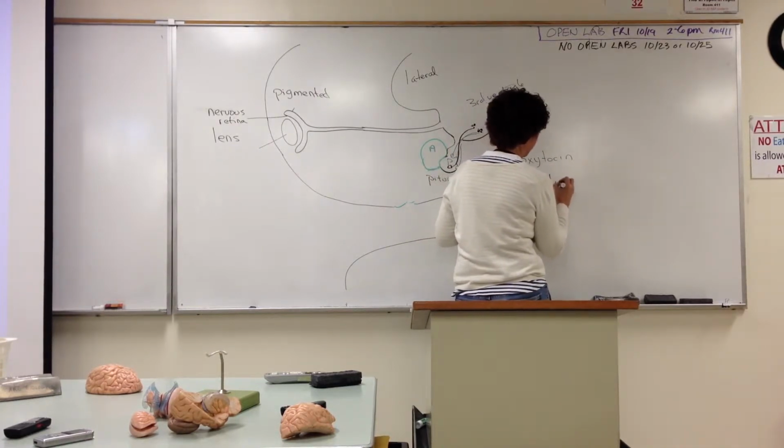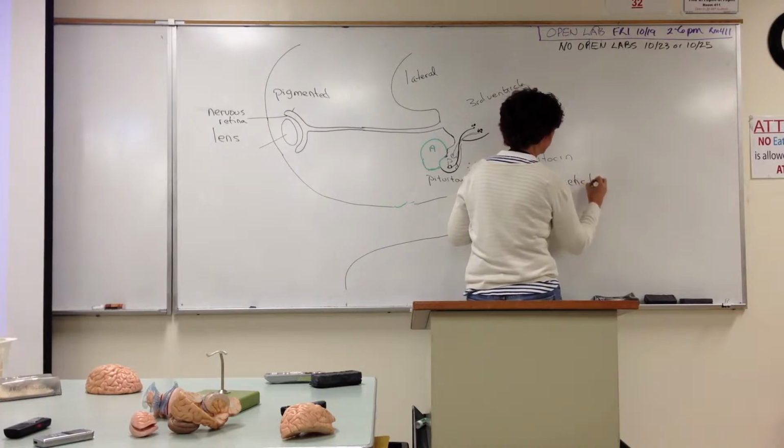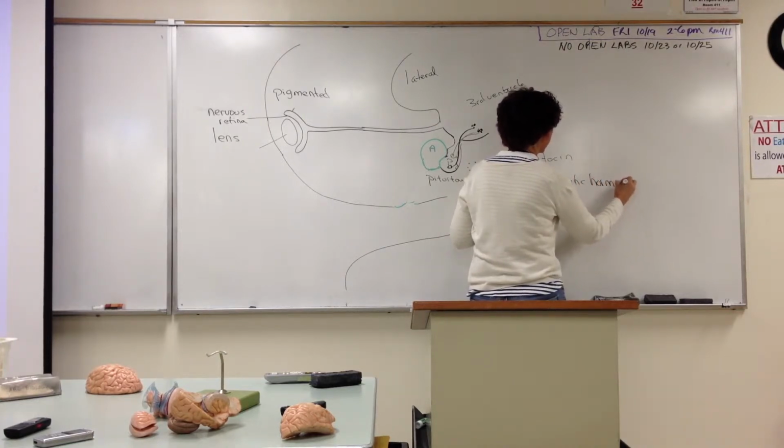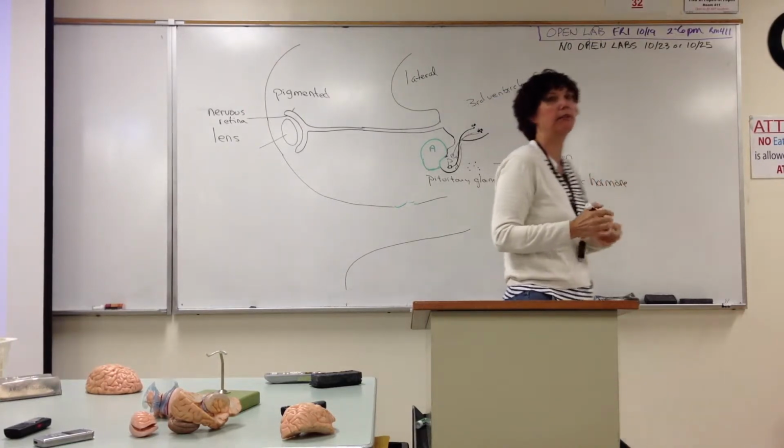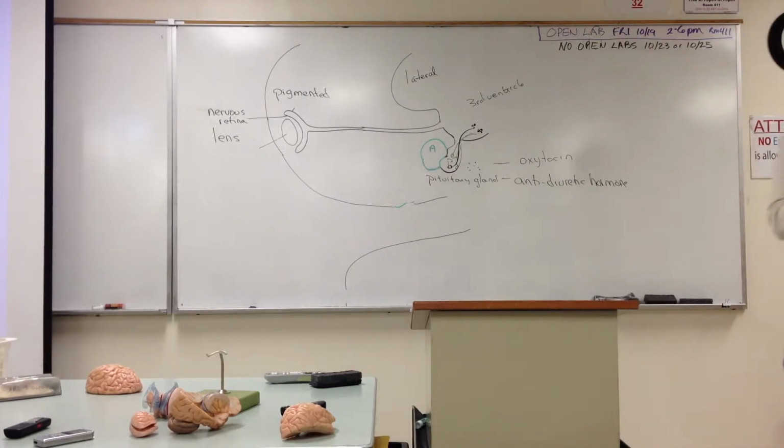And this is anti-diuretic hormone. It goes to the kidneys and increases the reabsorption of fluid from the urine. So it makes your urine more concentrated if you're not drinking very much. Okay? They're actually neurotransmitters. But because they're released into the blood, they're identified as hormones. And they're made by the hypothalamus.